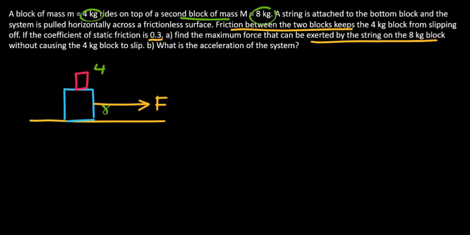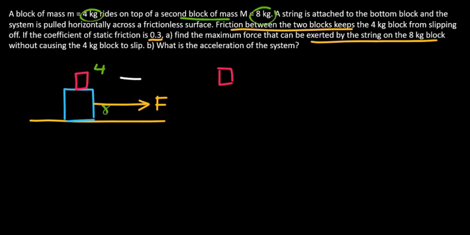So the first step is to sketch the free body diagram of the system. Now there are a couple of objects. The first is the 4 kg object. The second one is the 8 kg object. So there should be two free body diagrams. Let's look at the 4 kg object first. What are the forces acting directly on this object?